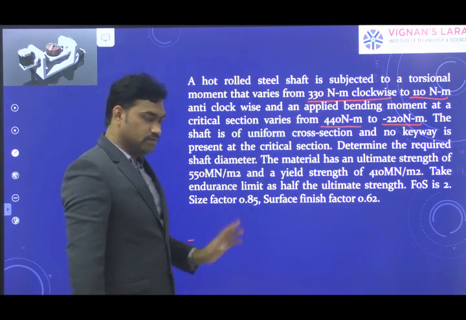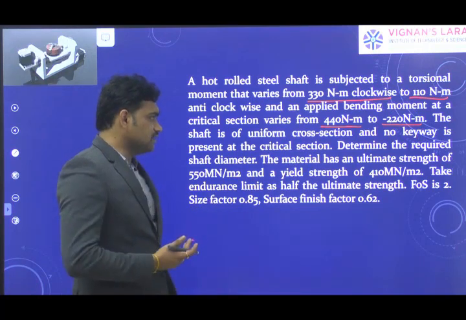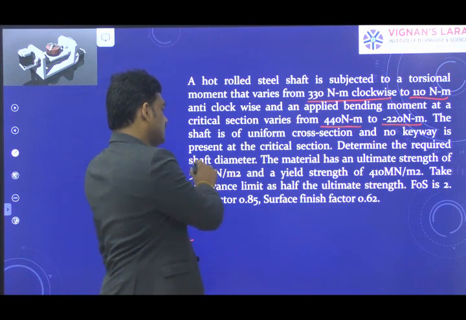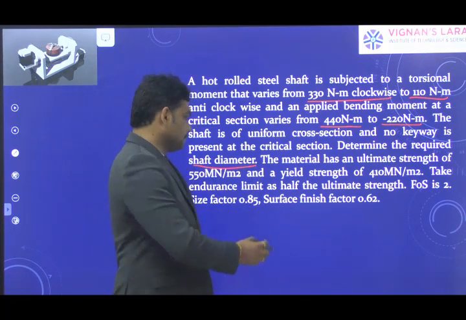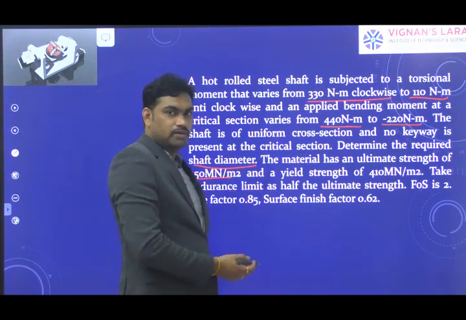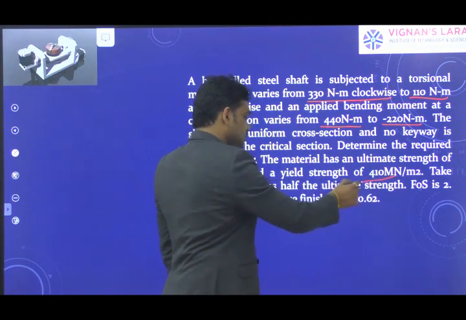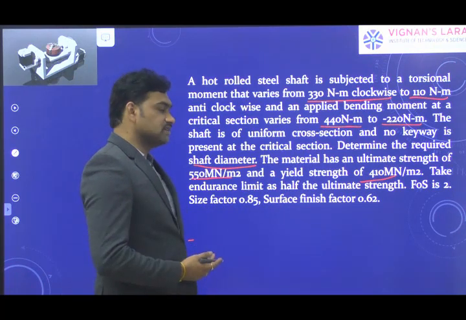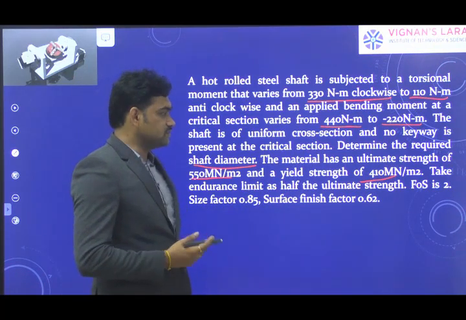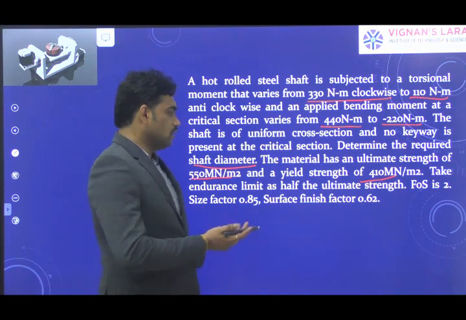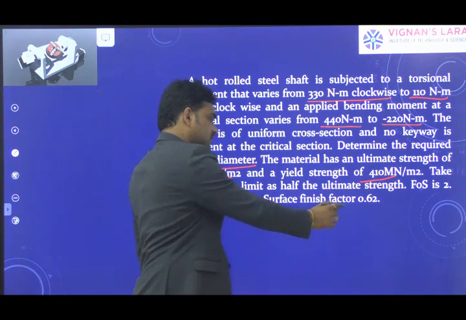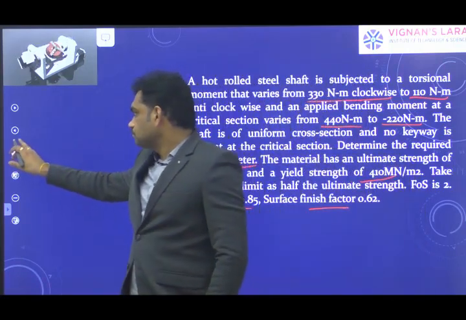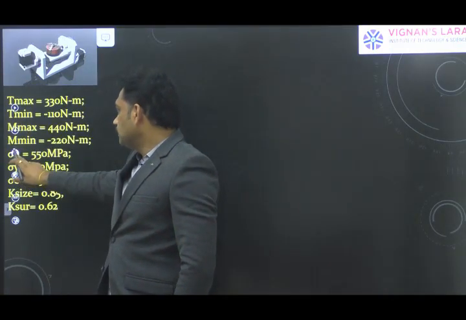The cross section is uniform and there is no keyway present, so we don't need to take the KF value to determine the required shaft diameter. Again, we need to find the diameter. The strengths are given: ultimate strength sigma u, yield strength sigma y, and the endurance limit is taken as half the ultimate strength, sigma e. The relation between sigma e and sigma u is given, and the factor of safety is given, and the derating factors can also be given here. Clear? So here you can apply the condition for that.